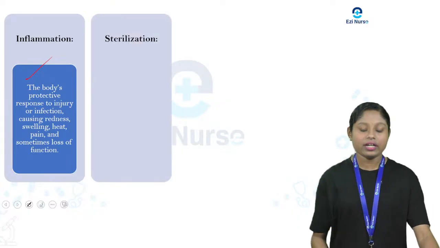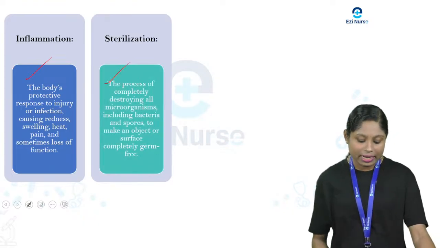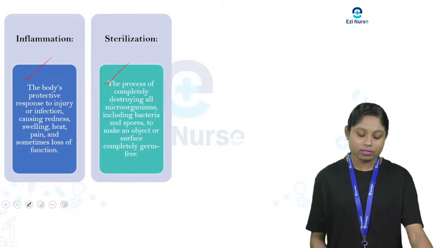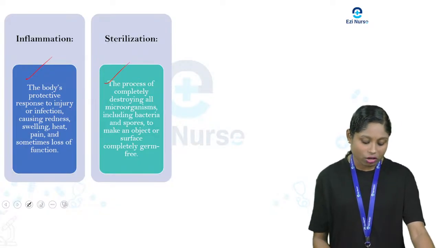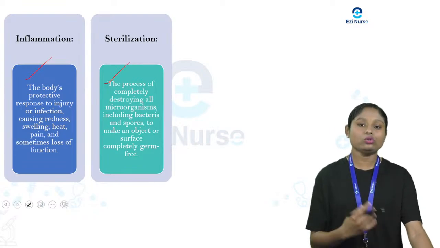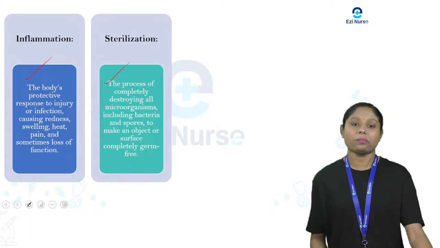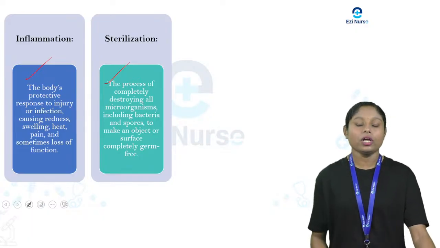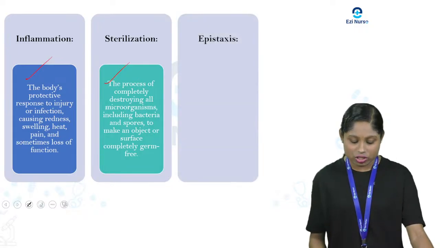Now the next word we will discuss is sterilization. So what is sterilization? The process of completely destroying all microorganisms including bacteria and spores to make an object or surface completely germ-free. So it is a process where we are using techniques to destroy microorganisms as well as bacteria and spores. That process is known as sterilization. So that's the definition of sterilization.